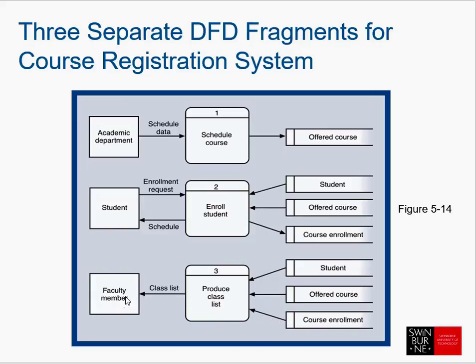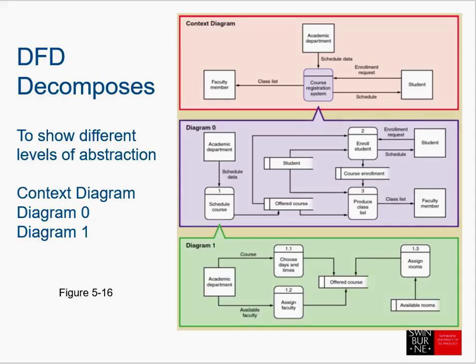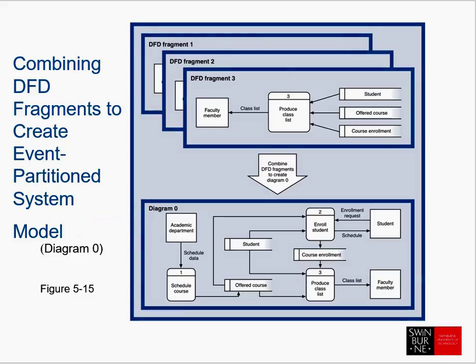So the business analyst has constructed these 3 data flow fragments for the 3 events that he has identified. So then the next step is, based on this information, we can create the diagram level 0, or event partition system model. So when you combine these 3 fragments together, we can actually develop this diagram 0 model.